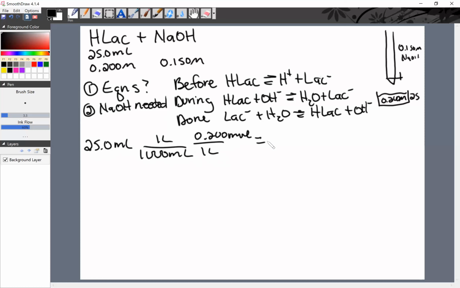All right, somebody plug and chug. I have 5 times 10 to the negative third. Let me see, and how many sig figs do I get? So 5.00 times 10 to the minus 3 moles.